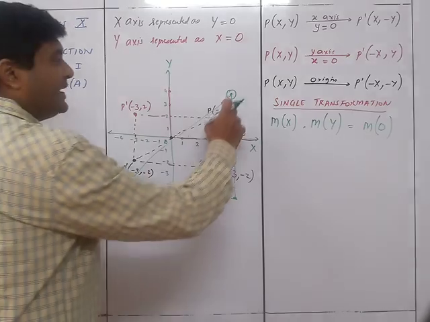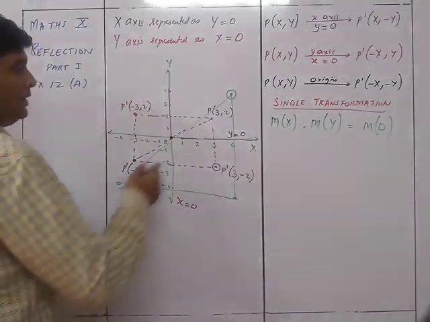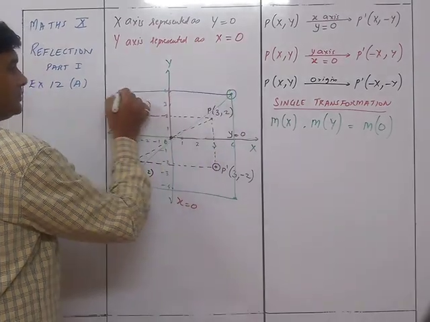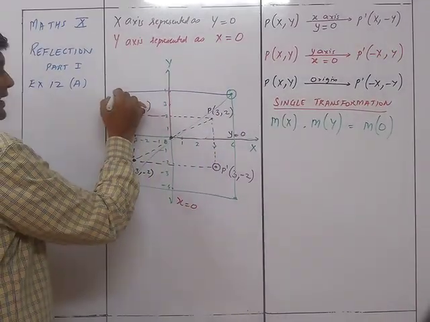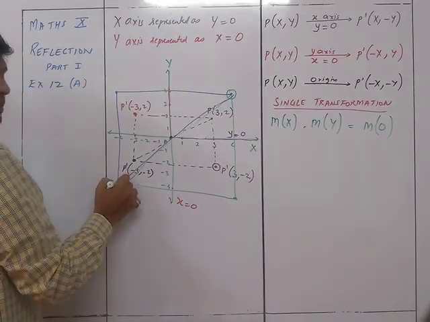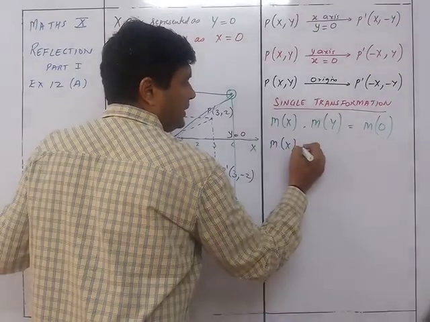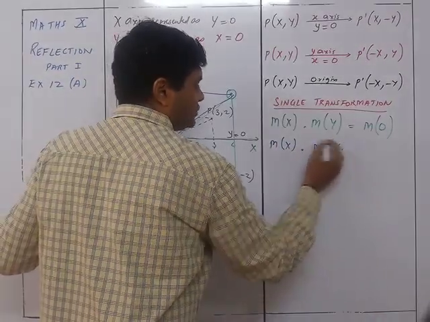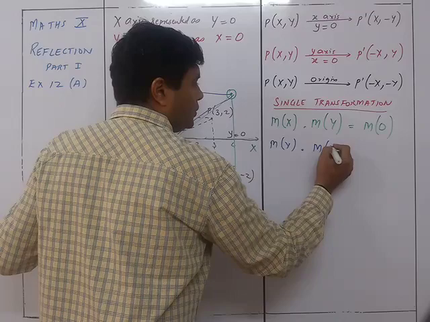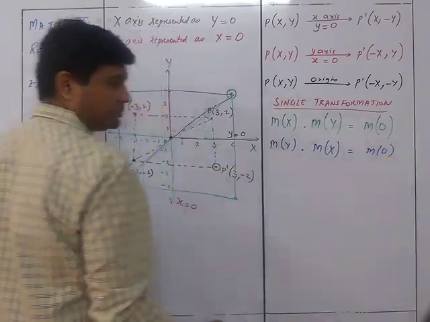Similarly, if I were to do it this way and start by reflecting first from the y-axis, then I reflected by the x-axis. So the single transformation will be again the origin. So it will be Mx into My, My into Mx is equal to Mo.